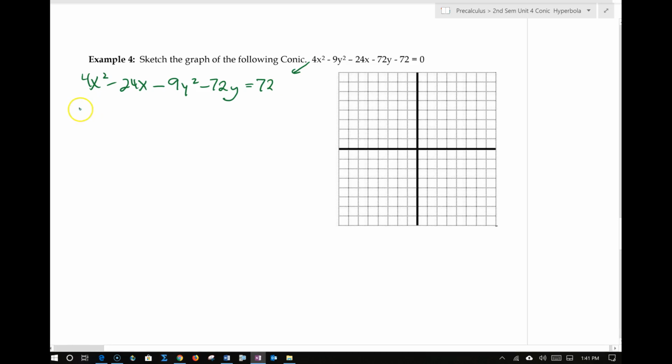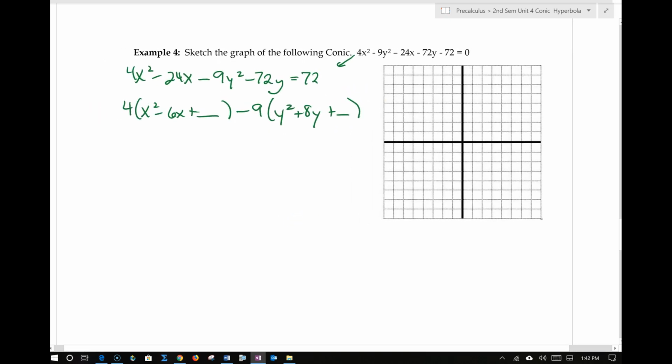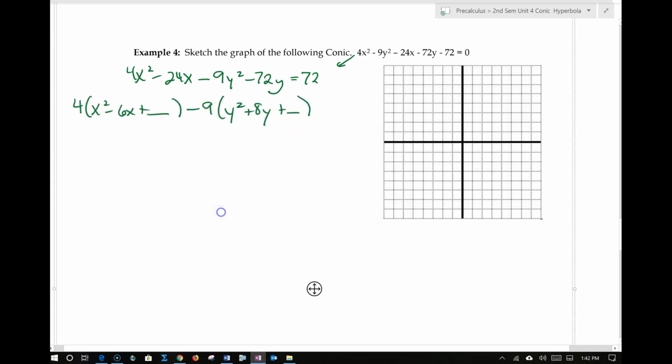So on the very first part, we're going to take out a 4, so we get x squared minus 6x, and we're going to go plus blank. Then we're going to take out a negative 9, so it's going to be minus 9 times the quantity y squared plus 8y plus blank. And then we're going to move that over a little bit so we have more space. Equals, and then we got 72 plus blank plus blank.